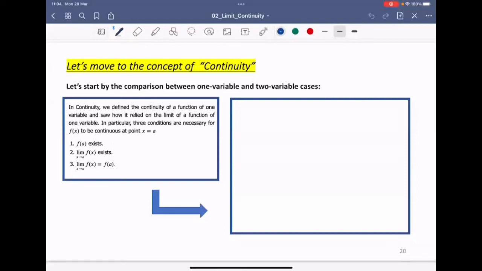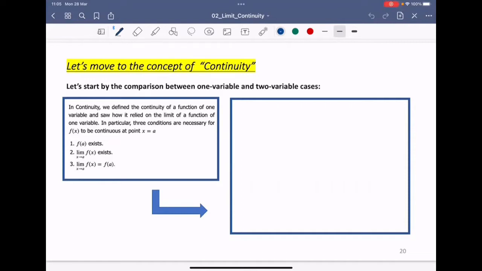All right, so today we're gonna move to the next concept. This is called continuity. I want to start by making a comparison. We're gonna compare with Calculus 1. So here in slide number 20, this is continuing from the last time.